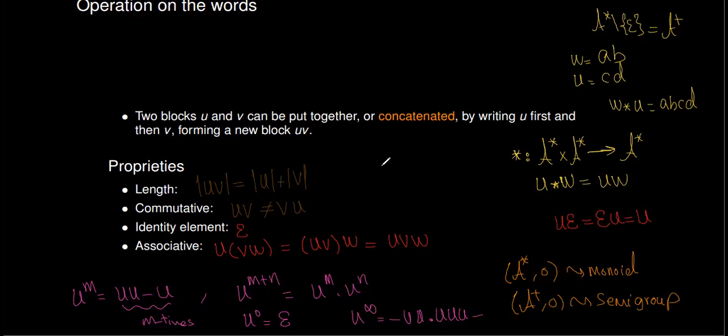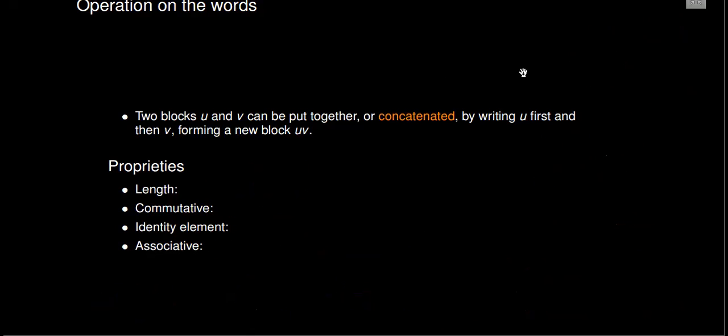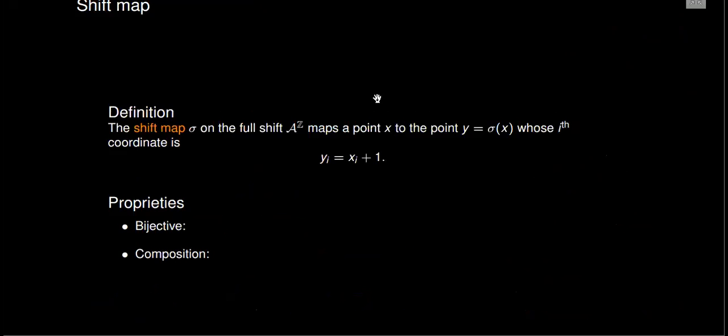Let's go to another example. It's another definition, very important for us. Okay, the definition is very important. Shift map. A shift map, sigma, and the full shift. Actually, it maps a point x to the point y equal to sigma of x, whose i-th coordinate is equal to this.